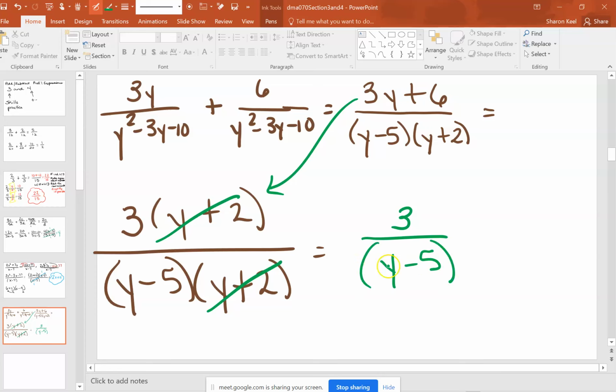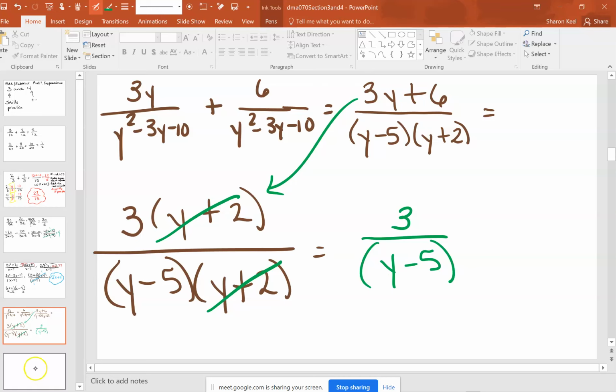And if it helps you, just keep a parenthesis around your binomials just so you accidentally don't go in and do something, trying to cancel something more than it can be. Okay, so that's going to be your first part of section 3.